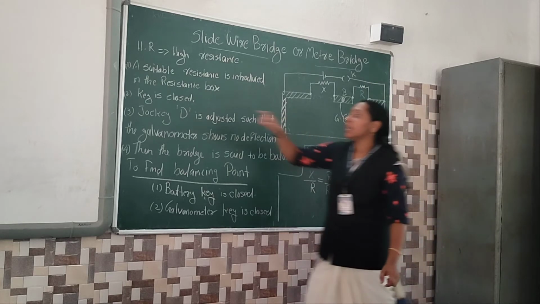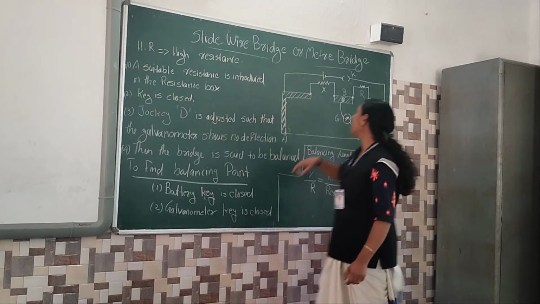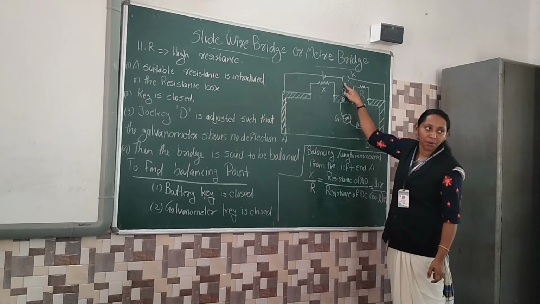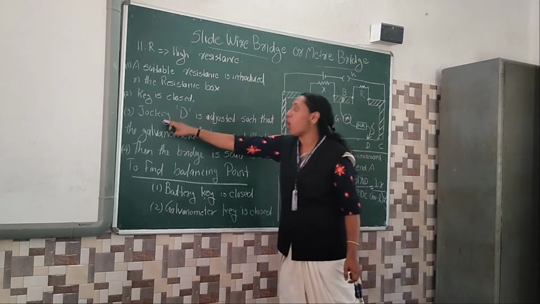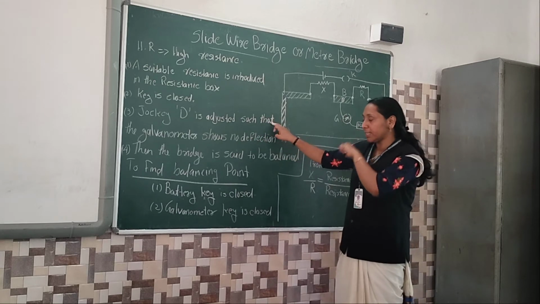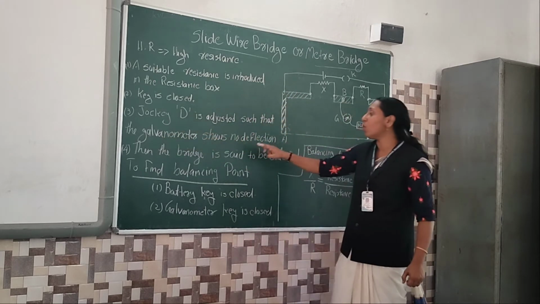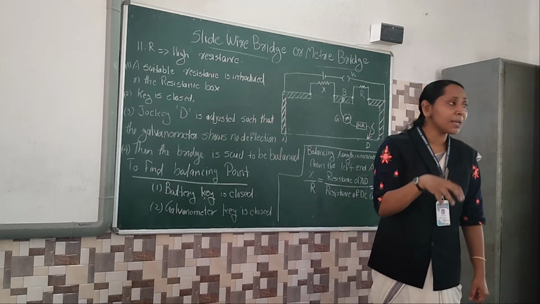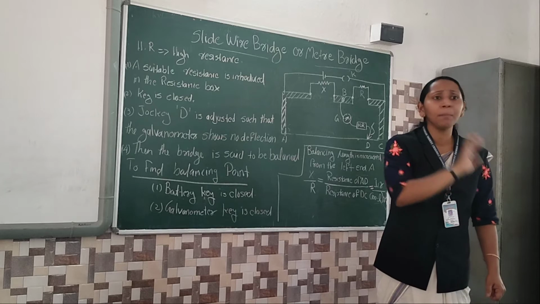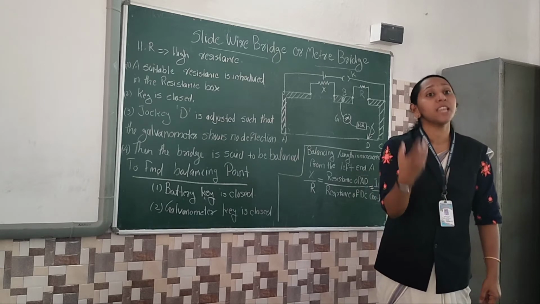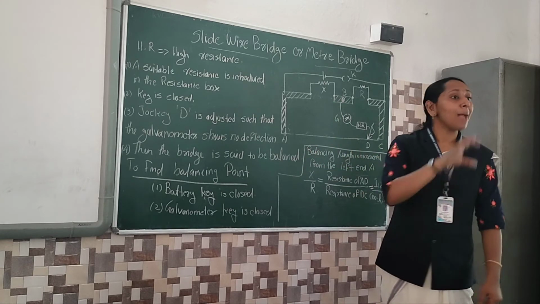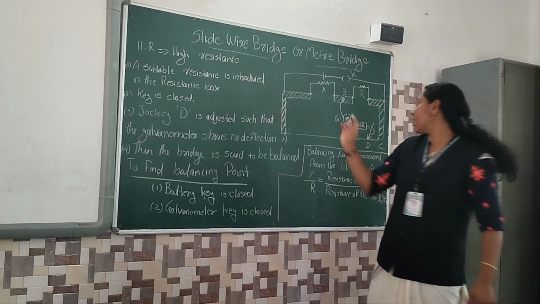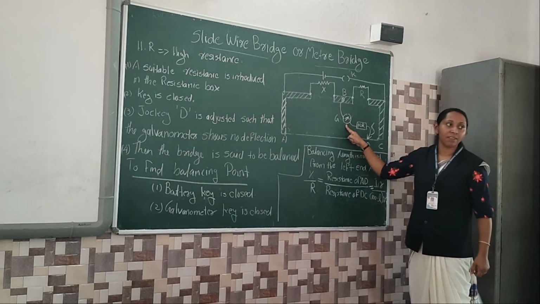Then after that, the key is closed. Which key? This key is closed. Then only the current will be passing through it, otherwise it is not a closed circuit. So the key is closed. The jockey D is adjusted such that the galvanometer shows no deflection. In the Wheatstone bridge also, you know, at the balancing point there is no current in the galvanometer, galvanometer current is 0. Similarly here also, at the balancing point you don't get any deflection in the galvanometer. Clear everyone? This is the method.